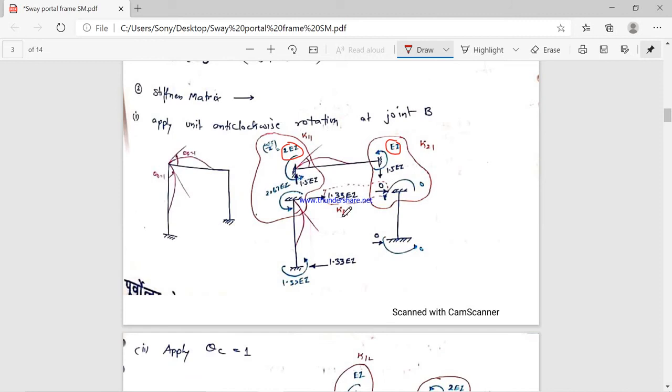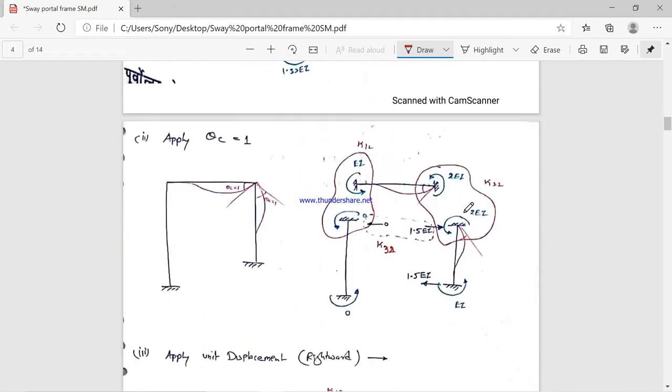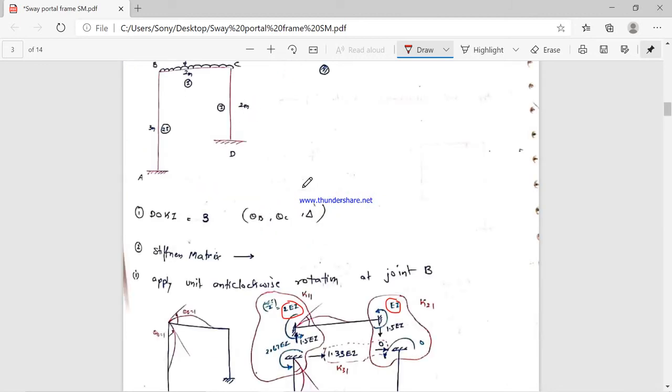Suppose the mirror image of the same diagram will be applicable for joint C. So here 2EI will be formed, here 1.5 will be formed as per the formula, and here EI and 0 will be formed. Here 1.5 will come because the length of the column is 2 meter.